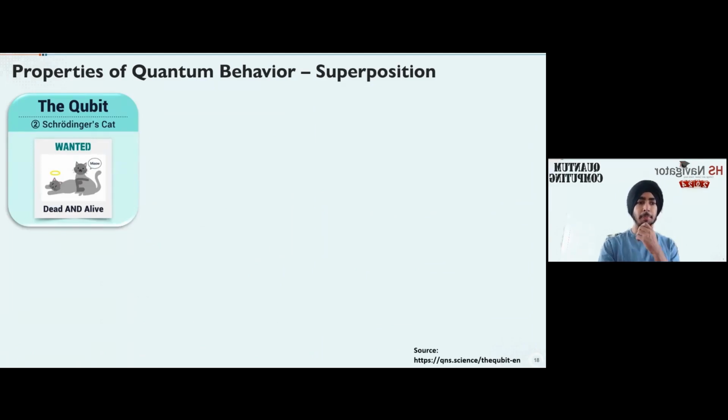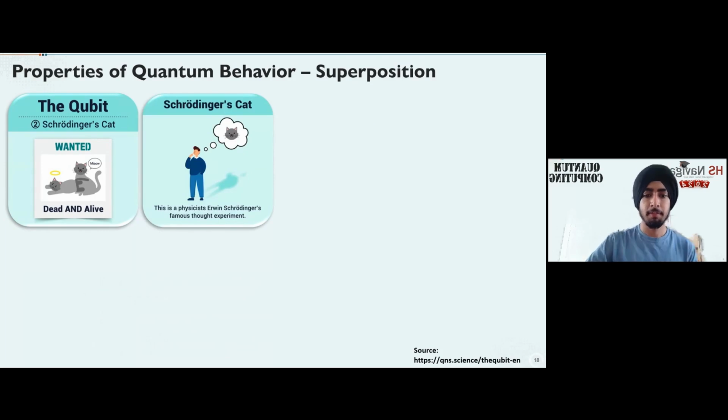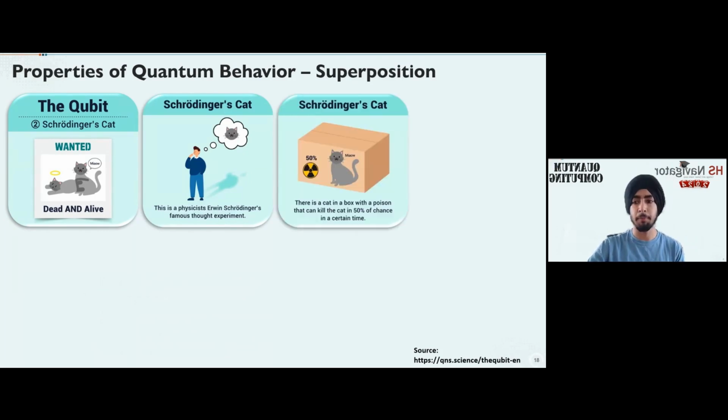A good example, the most popular example of this superposition, is an experiment called Schrödinger's cat. We can think of Schrödinger's cat as this qubit that we're talking about. This is a famous physicist, Erwin Schrödinger, and this is his thought experiment. Let's say you have a cat in a box, and there's also poison within the box. This poison has a 50% chance of killing the cat within a certain amount of time.